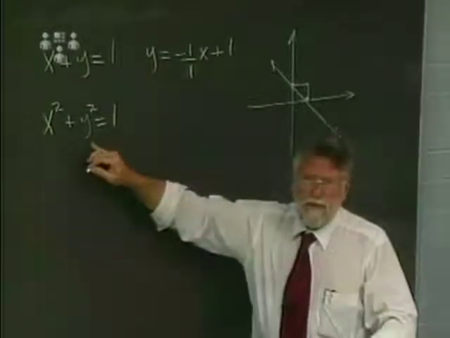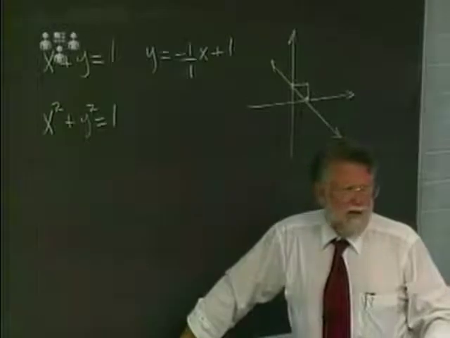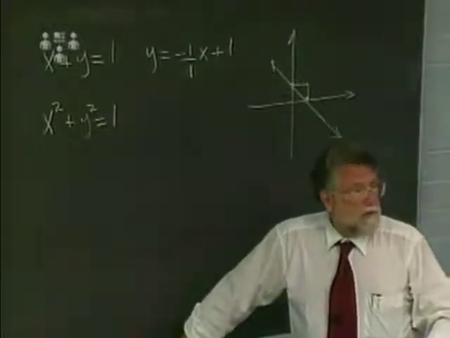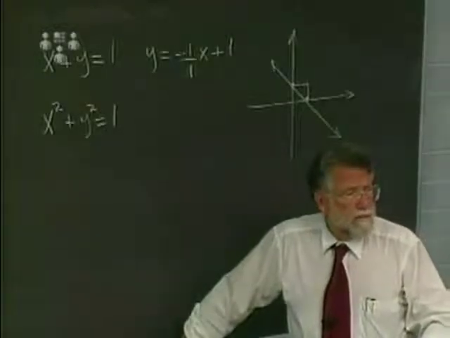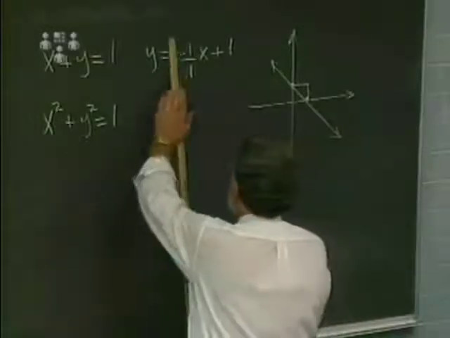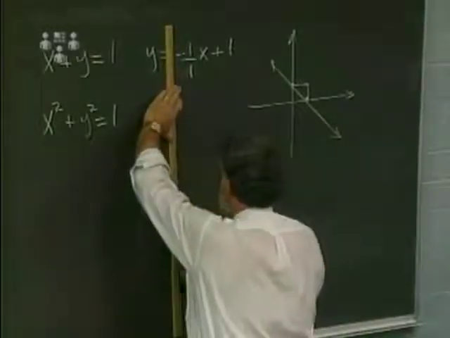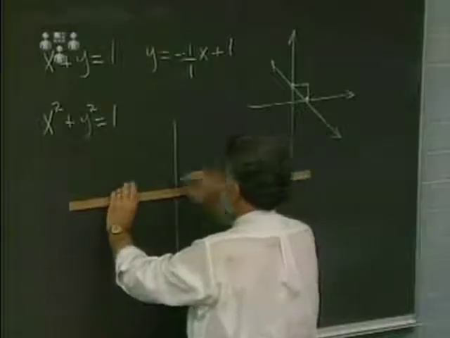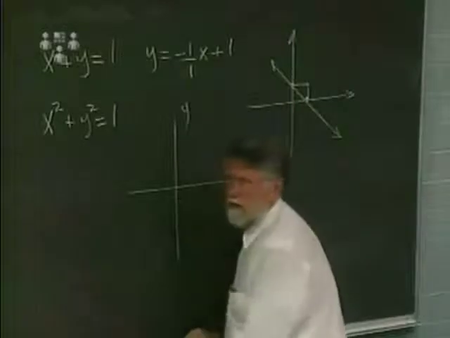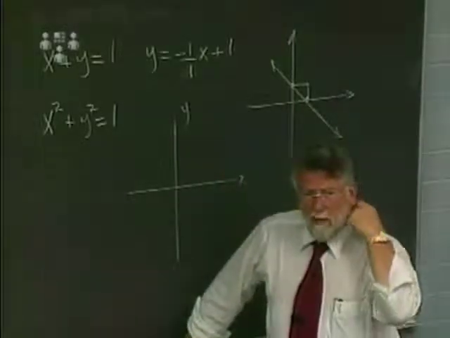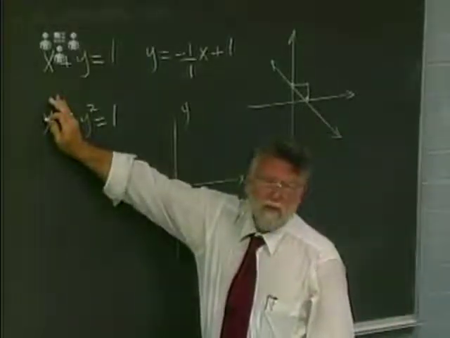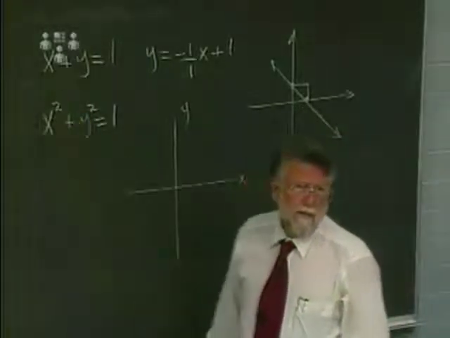What about this? This is a second degree equation in two variables. Now that's going to turn out to be a circle. If you look at the points on here, let's try this now. If x is 0, what values of y will work? If x is 0, y squared must be 1. So what must y equal?